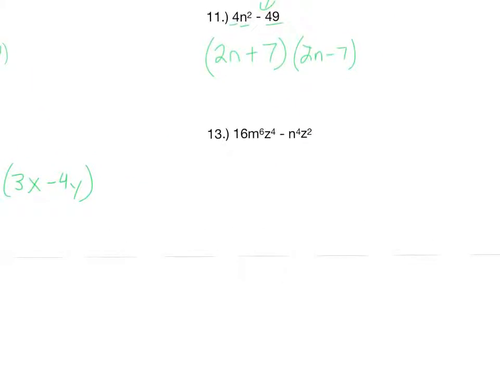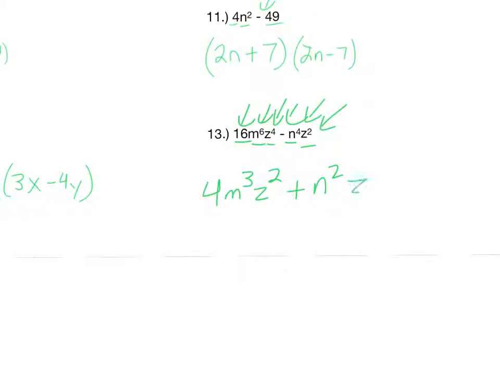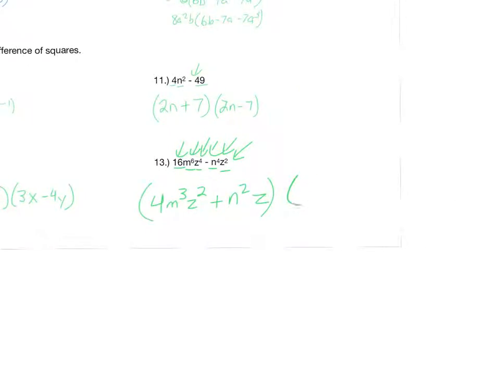And number 13, we have things that we could take the square root of, and we have a difference. So let's go ahead and do it. Square root of 16 is 4. Square root of m to the 6th is m to the 3rd. Square root of z to the 4th is z squared. That's plus square root of n to the 4th, which is n squared. And the square root of z squared is z. And then we're going to multiply that times 4m cubed z squared minus n squared z.